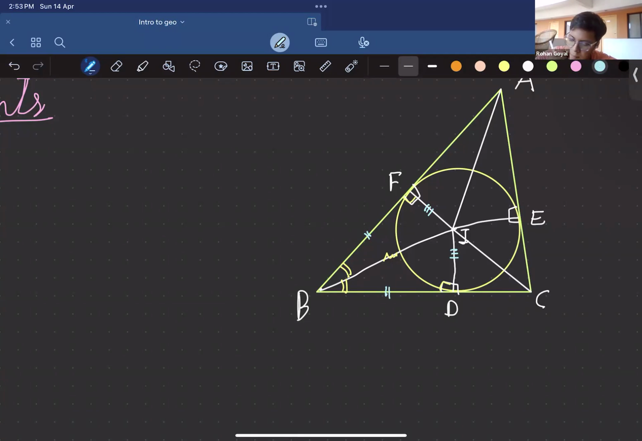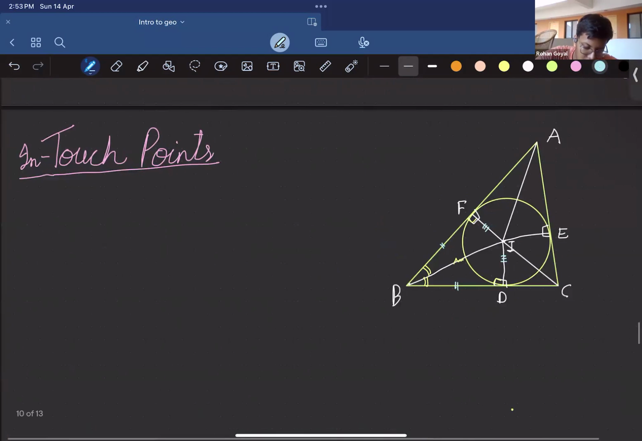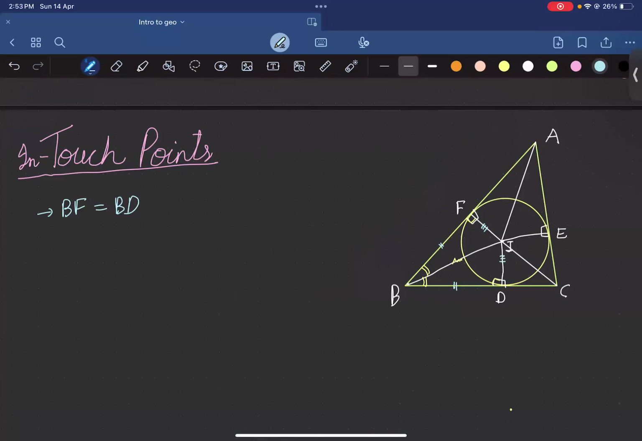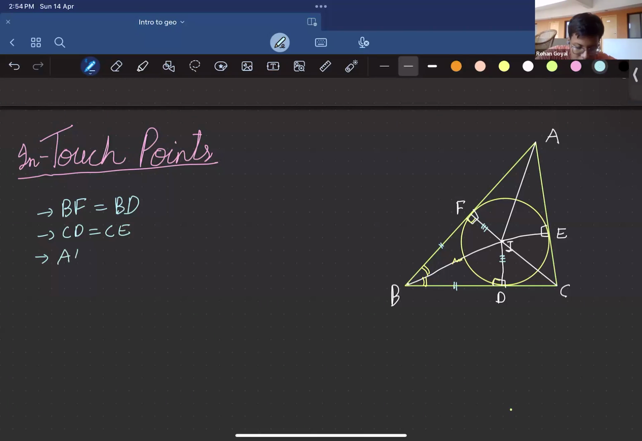Okay, yeah, so please continue. We know that BF equals BD. Similarly, DC is equal to DE, and CD equals CD. And AE is equal to AF. Good. The sum of them all is equal to the perimeter of the triangle.